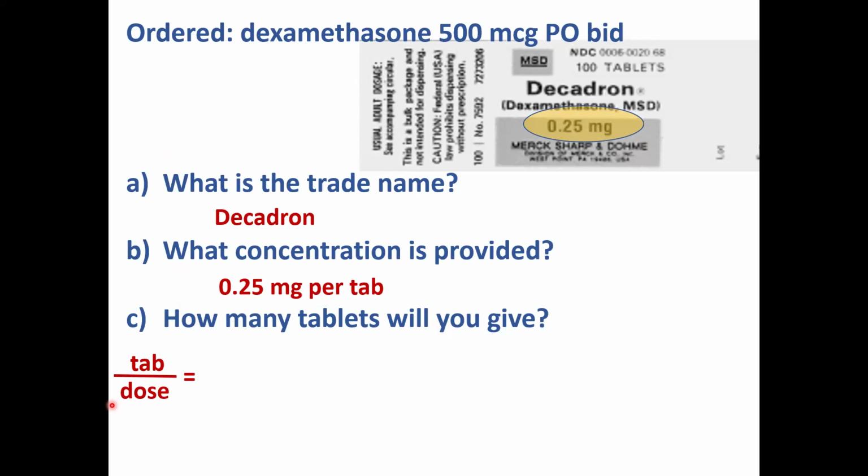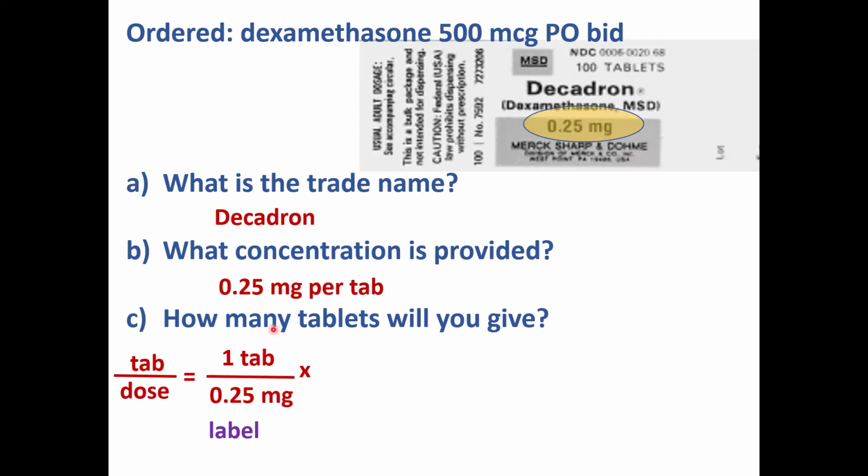So tablet per dose. Tablet is our desired answer, so that needs to go at the top of our first fraction. And we're going to get that from the label. Remember that 0.25 milligrams that we said we need to be sure and put the per tab with. So 1 tablet is 0.25 milligram, and that is coming from your label. Make sure that tab goes on top. That is our desired answer. That puts milligram at the bottom. We need milligram at the top.